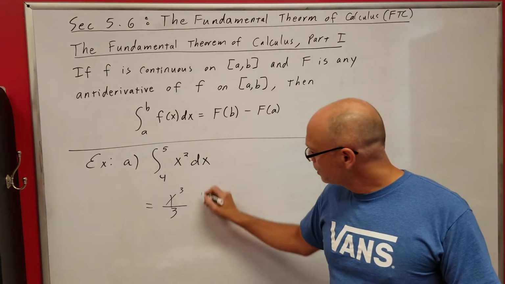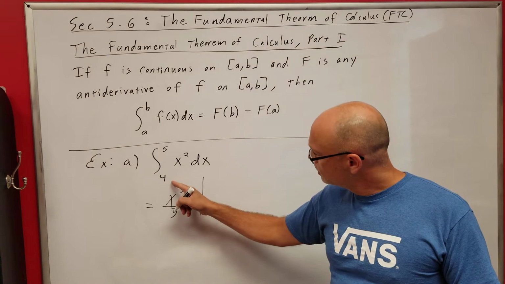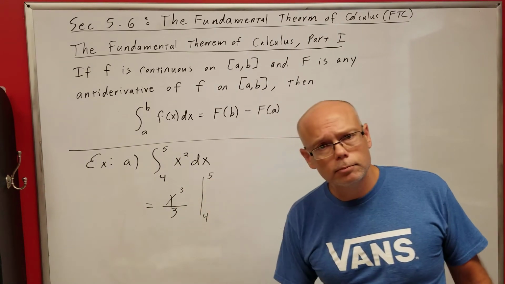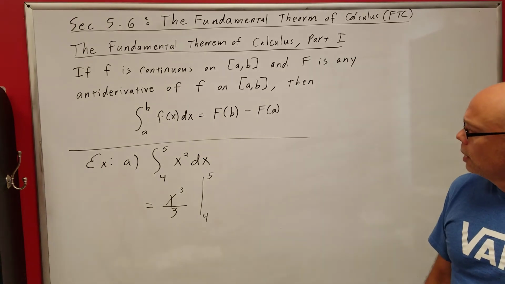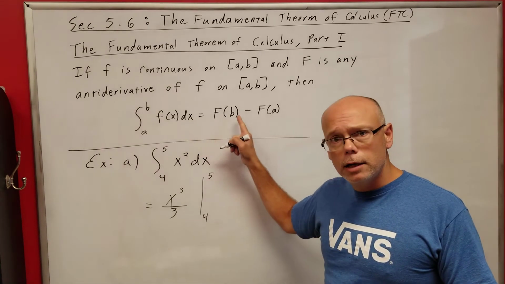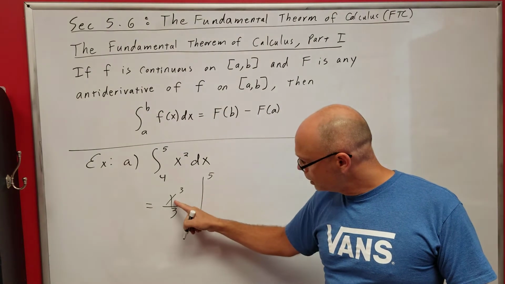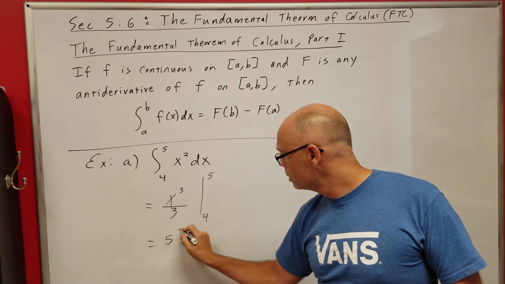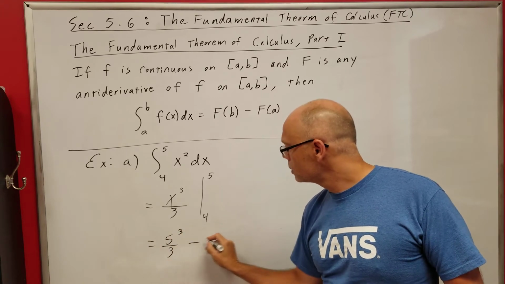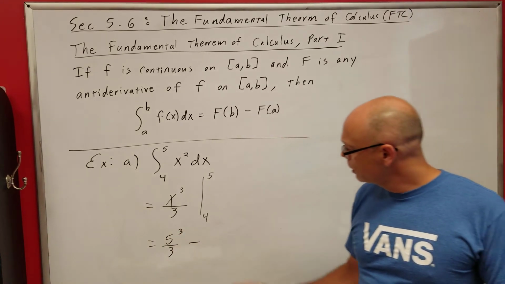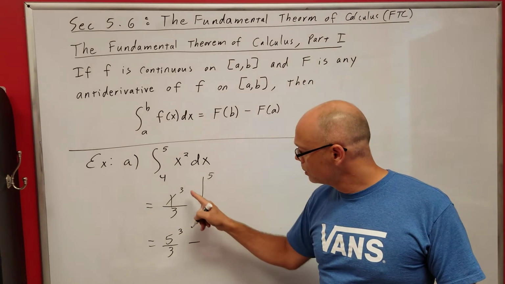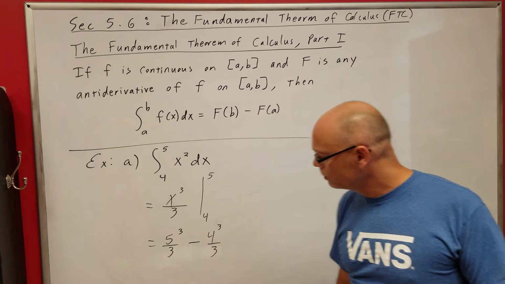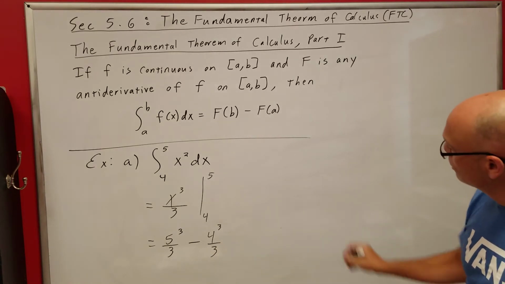Now what we do is we write a bar like this and we put our limits of integration from 4 to 5 on that bar, okay? And then we take the antiderivative and evaluate at the upper limit of integration. So take this antiderivative, evaluate it at 5. So I'll have 5 cubed over 3, and subtract from it the antiderivative evaluated at the lower limit of integration. So 4 cubed over 3. And keep going down, I'm just out of room, okay?